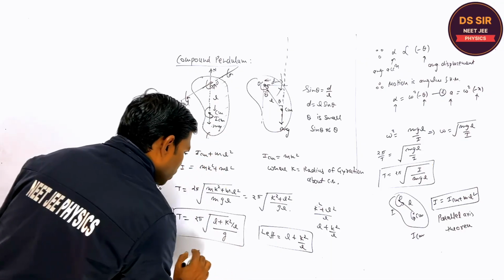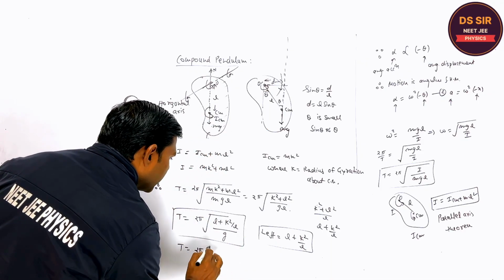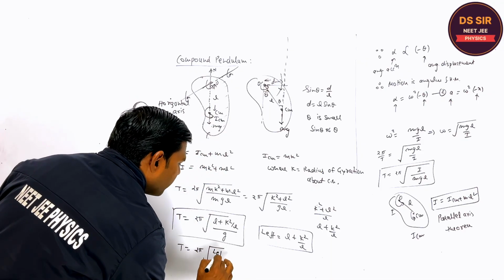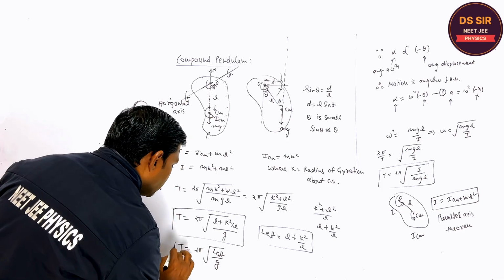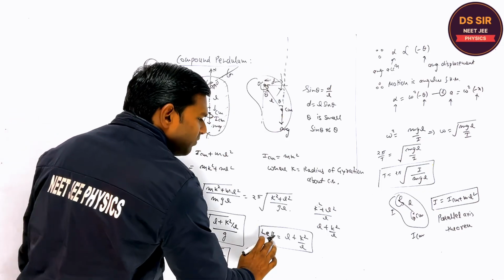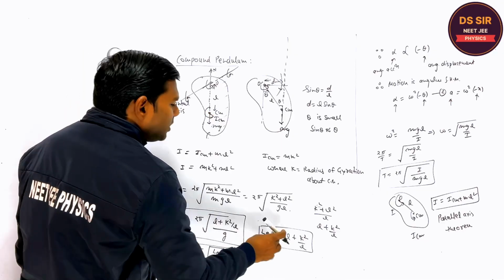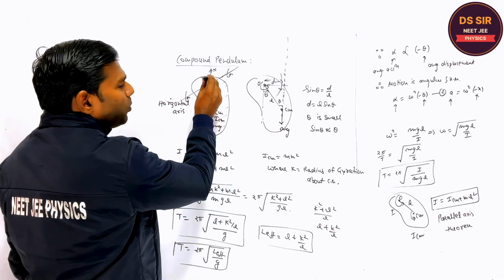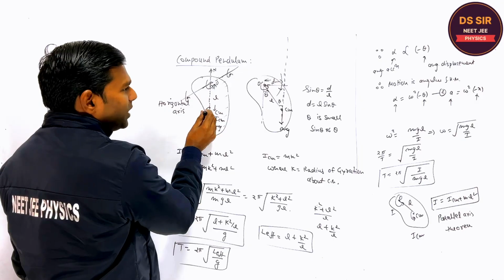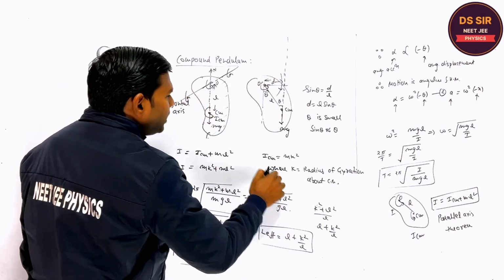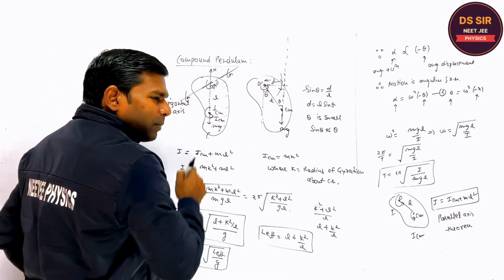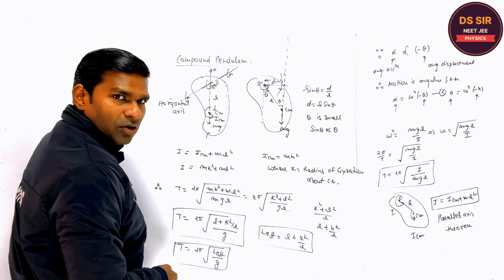Is it clear or not? So therefore the time period may be written as T is equal to 2 pi root of L effective divided by g, where the L effective is L plus k square upon L. L is the distance between the point of suspension and the center of mass. And what is the k? k is the radius of gyration about the center of mass. Is it clear or not?